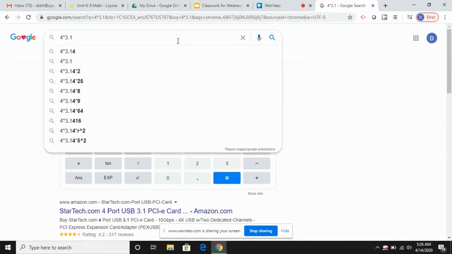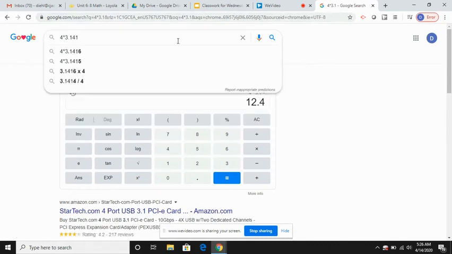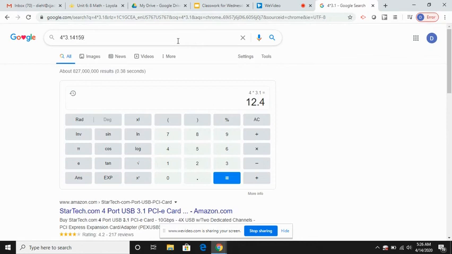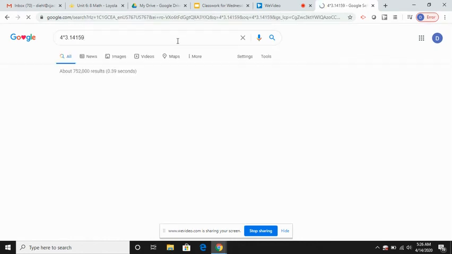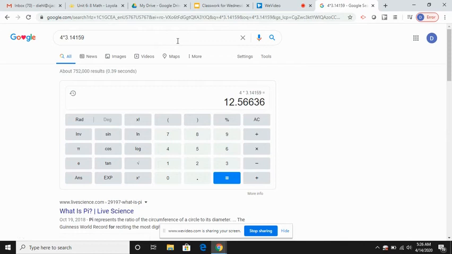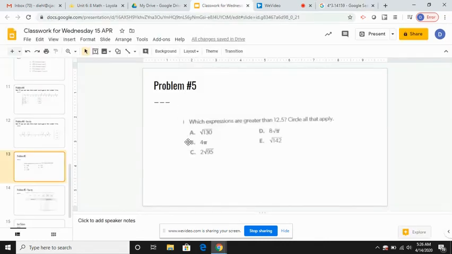But if I do 3.14159, does that move it up enough to get it bigger than 12.5? It does. So if I take that out, it's really, really close. But actually, 4 times pi is bigger than 12.5. So A is not a choice, but B is bigger than 12.5.